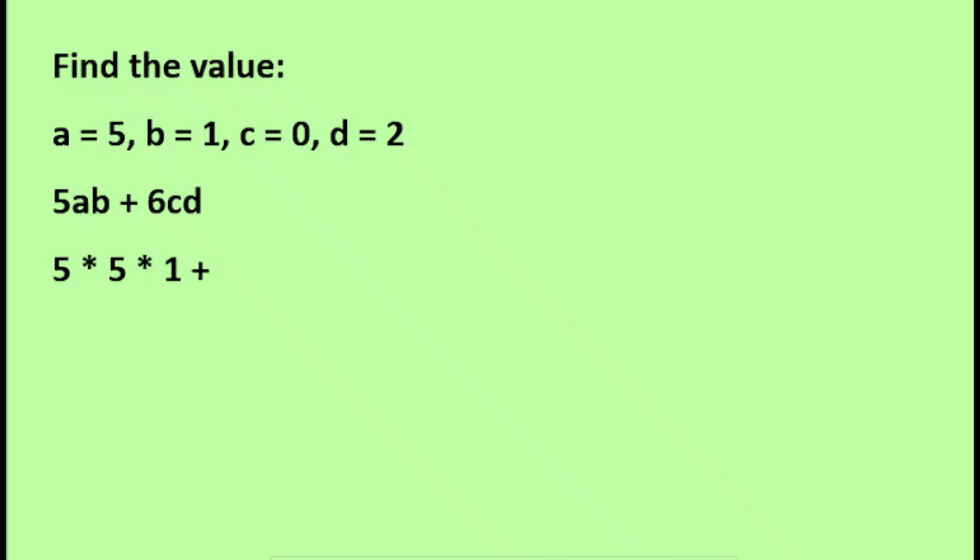Plus 6CD, 6 into C is 0 into D is 2. So how much are you getting? 5 into 5 into 1. 5 into 5 is 25. 25 into 1 is 25, plus 6 into 0 into 2, all will become 0. Multiplying by 0, the whole thing is 0. So the answer you get is 25. Just put in whatever values you have got. In question number 2, because it is a variable, this value will not be there. Some other value will be there.